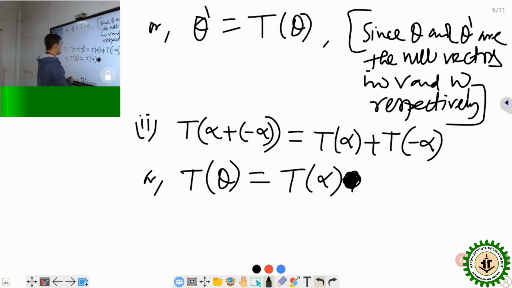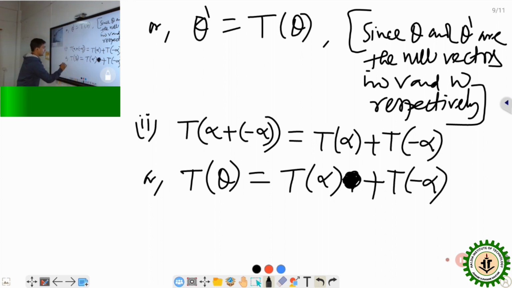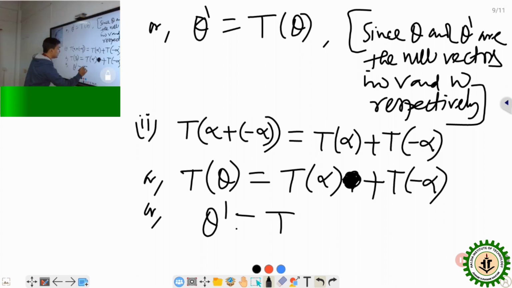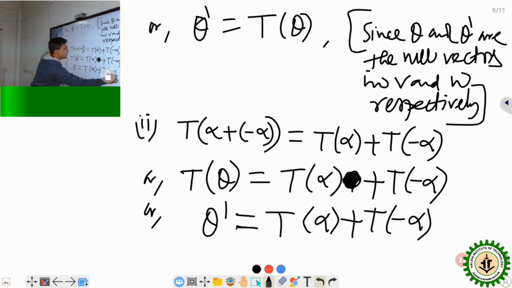Now T of theta will be T of alpha plus T of minus alpha, since T is a linear transformation. Now in proof number 1 we already got that T of theta is theta dash. It is coming from proof number 1. So theta dash is equal to T alpha plus T of minus alpha.